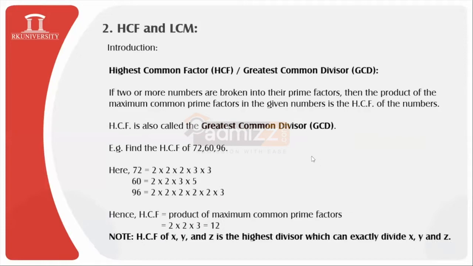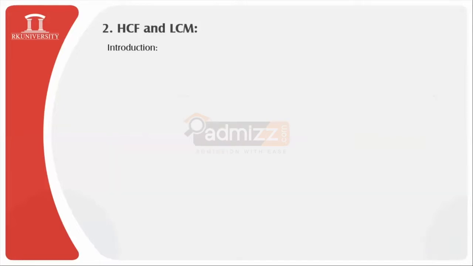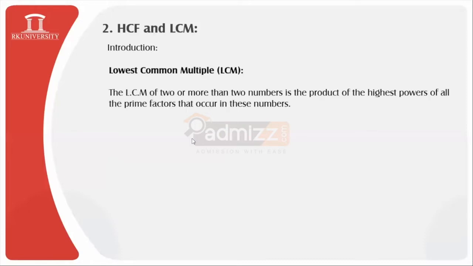Okay, so now we will proceed to the next topic, that is the concept of LCM, lowest common multiple. For simplification of the lowest common multiple, what we need to observe first is that the LCM of two or more than two numbers is nothing but the product of the highest powers of all the prime factors that occur in these numbers. To understand this, I have kept an example over here, that is we need to find the LCM of 36, 48, 64 and 72.